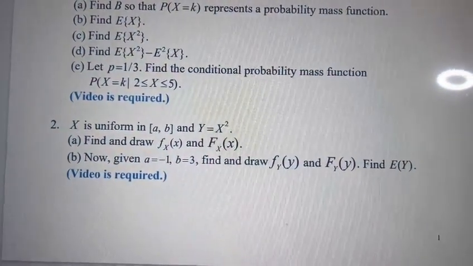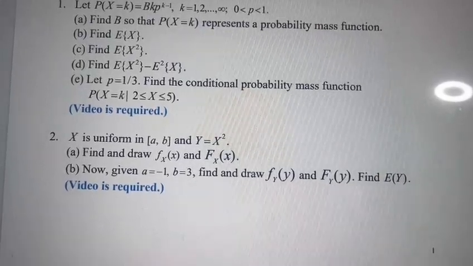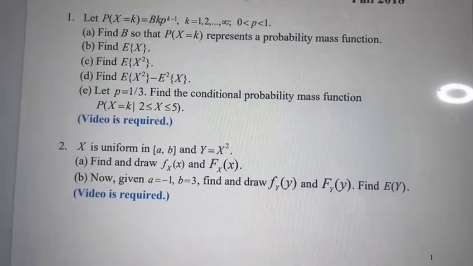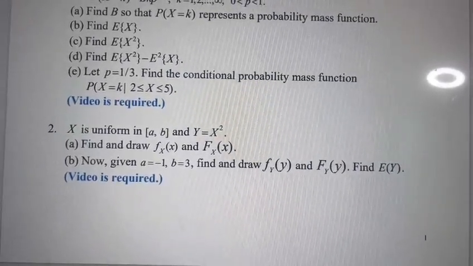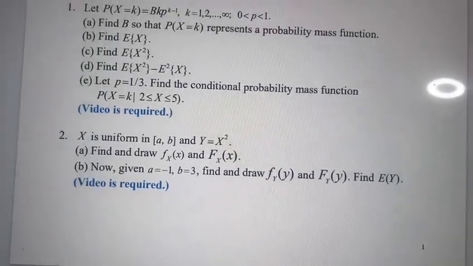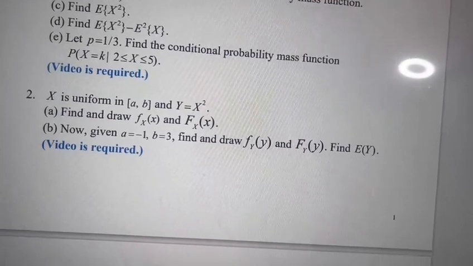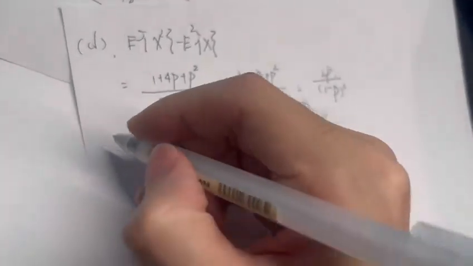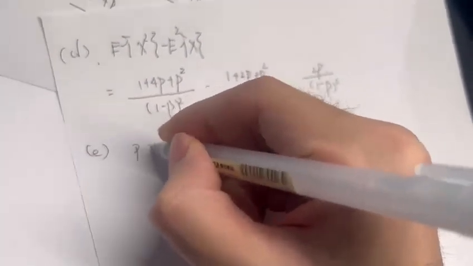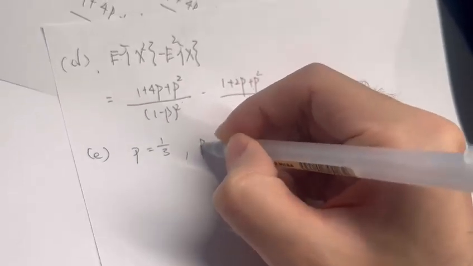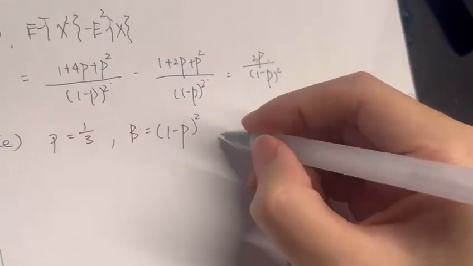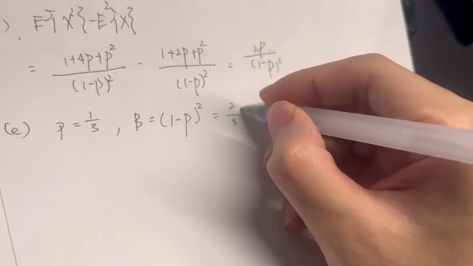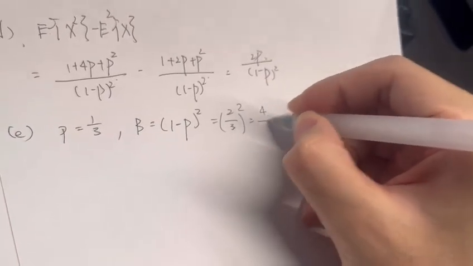And for part E, it supposes p equals 1 divided by 3, and it asks us to find the conditional probability mass function for p, the probability of x equals to k under the condition that 2 is less than or equal to x, less than or equal to 5. So to solve this, since we already know that p equals 1 divided by 3, we can also know that 1 minus p squared is 2 divided by 3 squared, so it's 4 divided by 9.